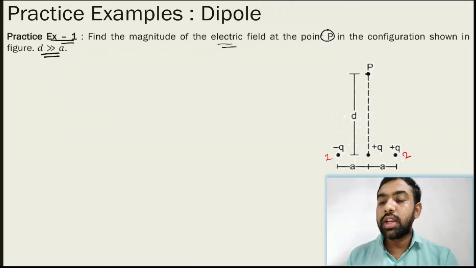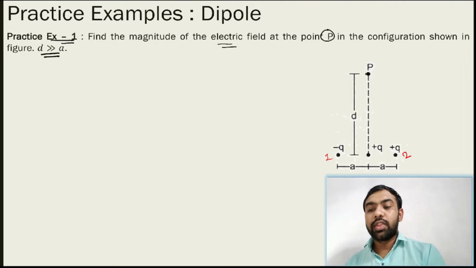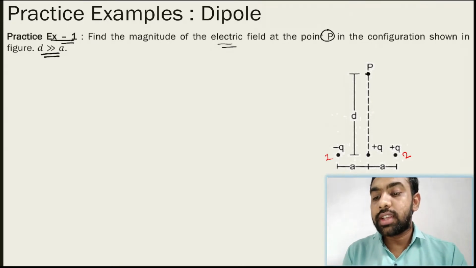Suppose charges 1 and 2 are creating a dipole. For this charge 1 and 2, the point P is an equatorial point. So what is the direction of the dipole moment P? It is from minus Q to plus Q, that is the direction of P.